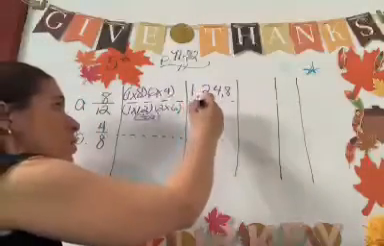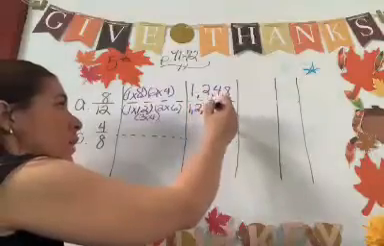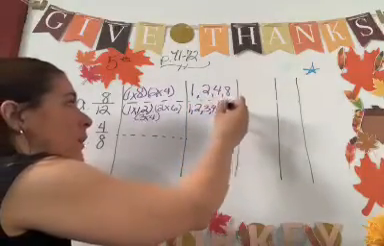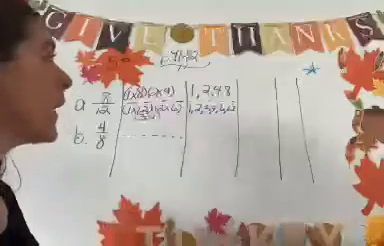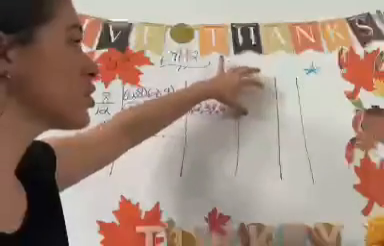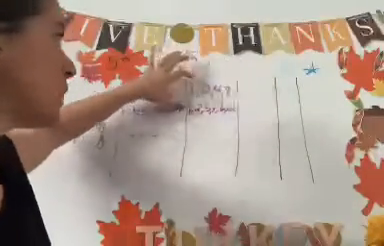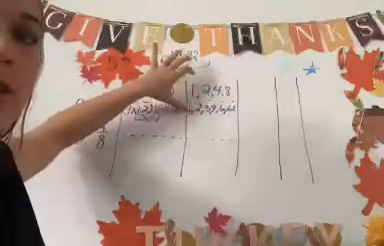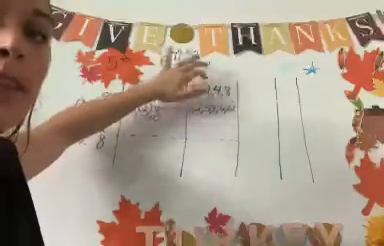1, 2, 3, 4, 6, 12. Excellent. Okay, now we're at this part right here, you guys. This is your common factors. So we need to find what factors here are common with each other.